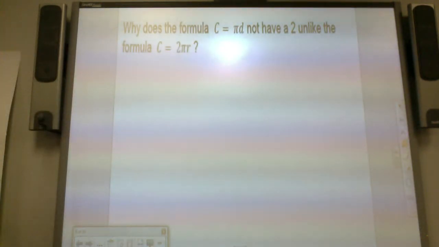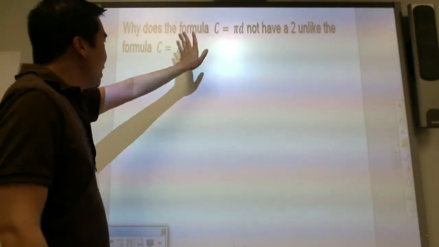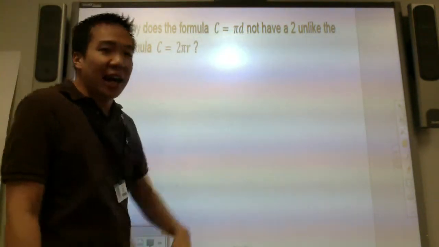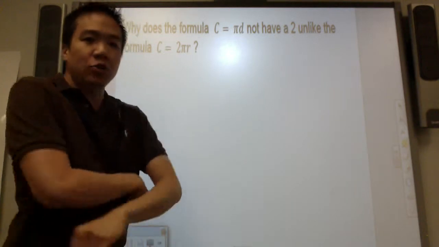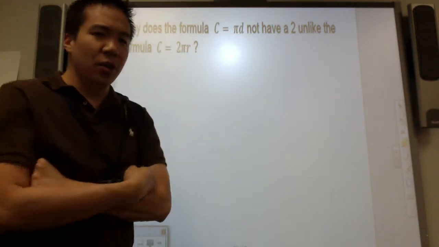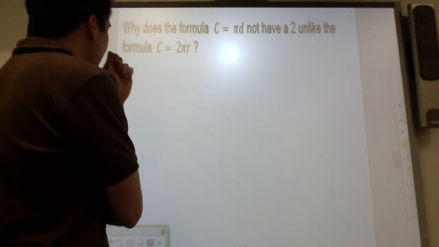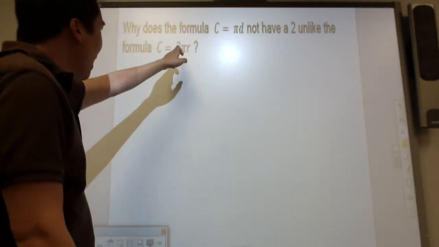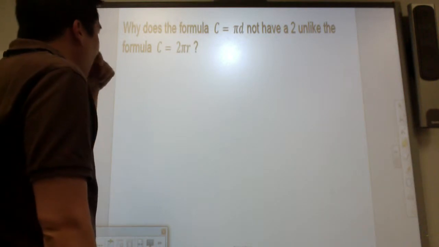Let's make it a little harder. So the two formulas, C equals pi d and C equals 2 pi r. Why does this one not have a 2 while C equals 2 pi r has a 2? Let's think about it. If you use both of them, you will get the exact same answer. But why is there a 2 here, not here? I know why.